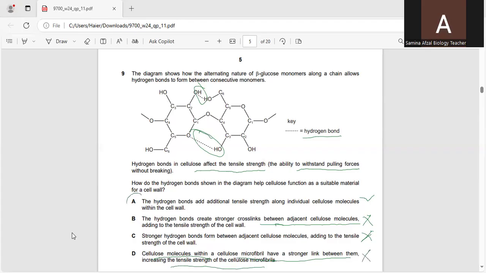So A is the correct option. That is, the hydrogen bonds add additional tensile strength along individual cellulose molecules within the cell wall. So this is the correct option.